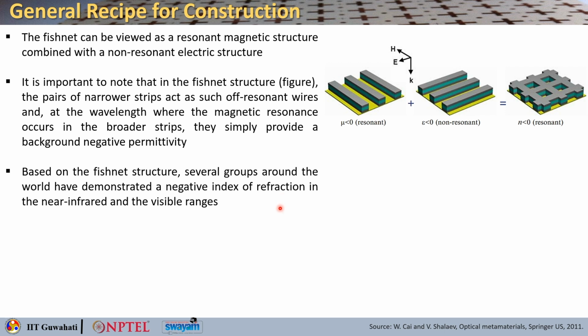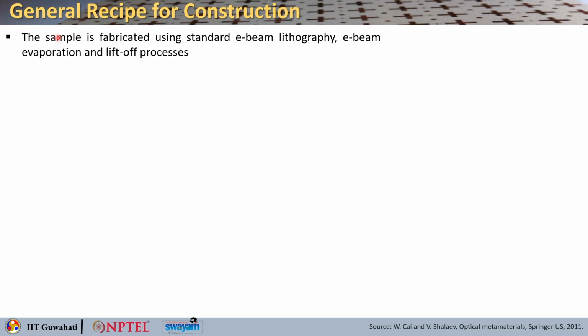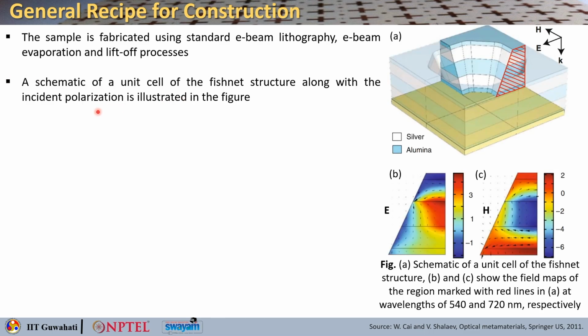So, based on this popular fishnet structure, several groups around the world have demonstrated negative index of refraction in the near infrared and even the visible ranges. Here is a SEM image of the fishnet structure discussed by Chettiar and his group. This sample was fabricated using standard e-beam lithography, e-beam evaporation and lift off process.